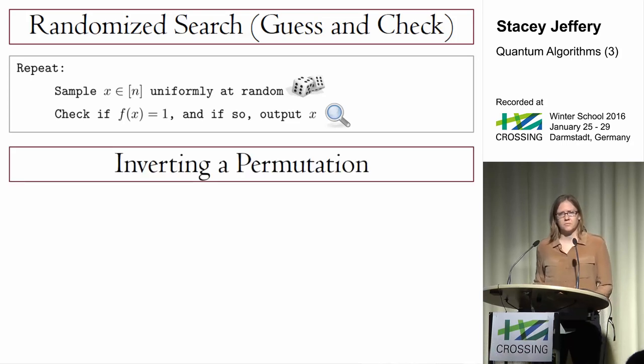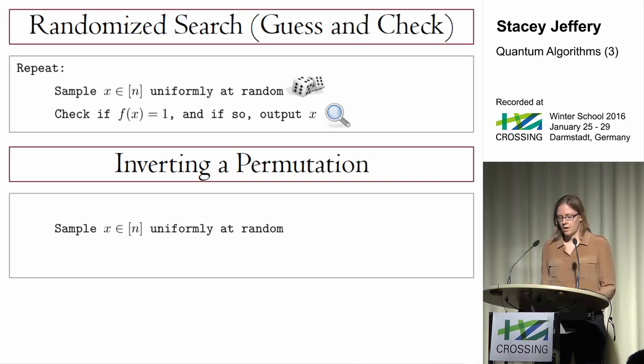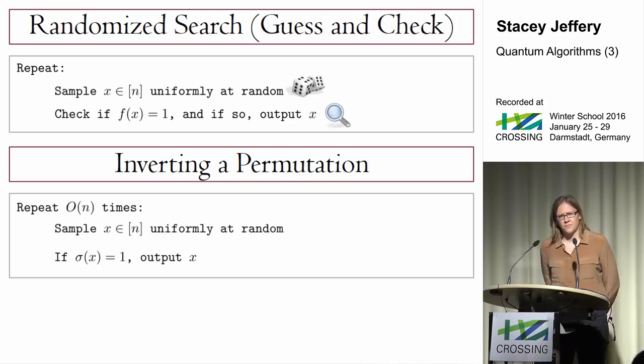So for example, in the problem of inverting a permutation, the best thing you can do, in fact, is to sample a uniform x and check if sigma of x equals 1. And if so, it's sigma inverse of 1, and you output x. Every time you sample an x, it has probability 1 over n of being the correct x. And so if you repeat this big O of n times, then with high probability you will at some point find the correct x.